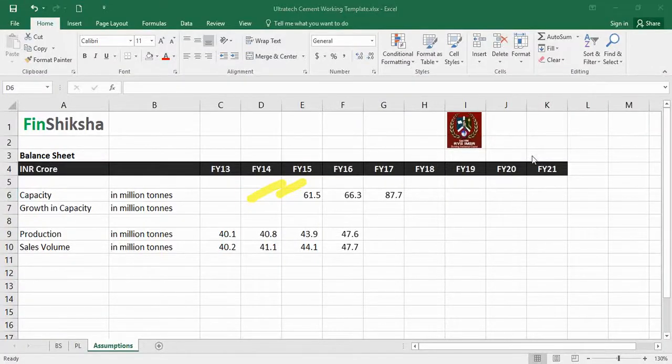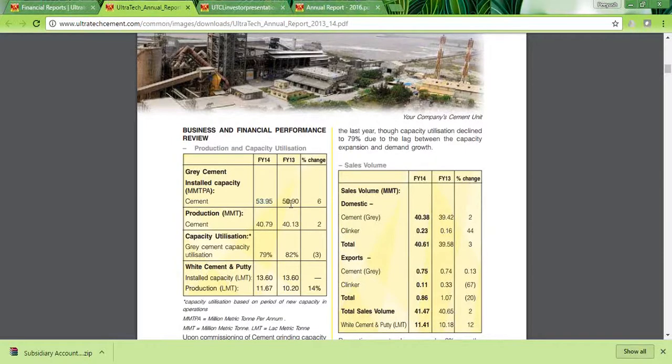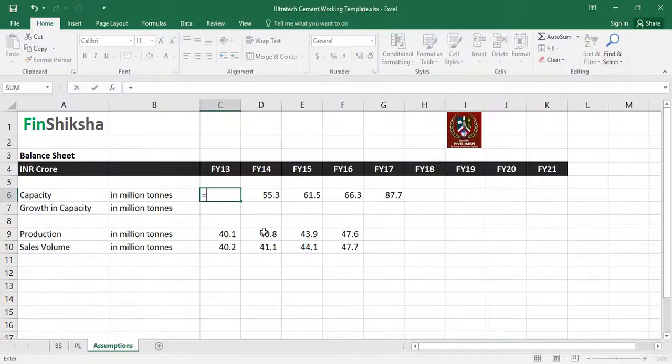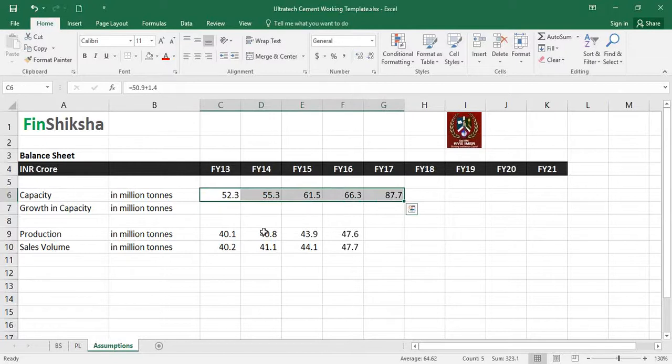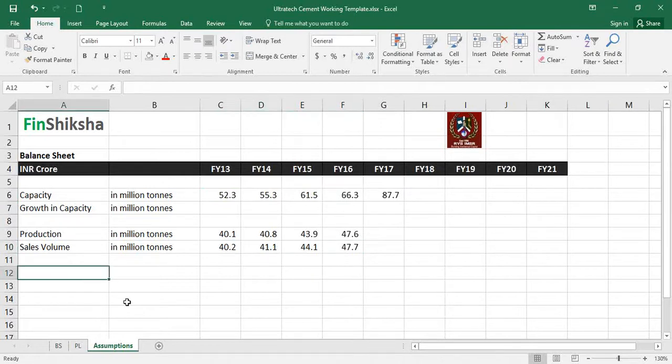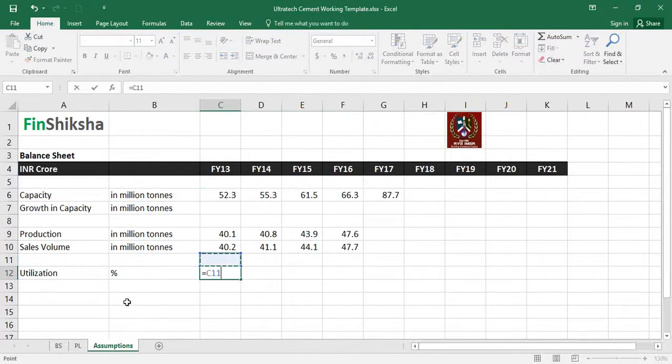White cement 1.36 plus 53.95. So effectively what we are saying is 53.9 plus 1.4, so that data will come here, is equal to 53.9 plus 1.4. And the year before that was 50.9 plus 1.4, so is equal to 50.9 plus 1.4. That's the data that is available on the capacity. Now clearly the company is not utilizing its capacity completely, right? So we can calculate the utilization, and this will be in percentage terms. What is utilization of capacity here? That's basically your production divided by your overall capacity, right?